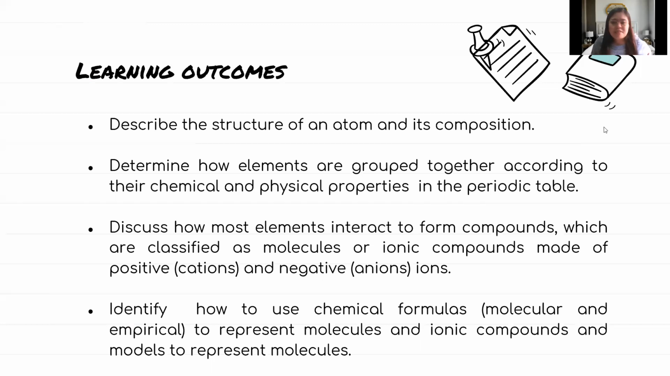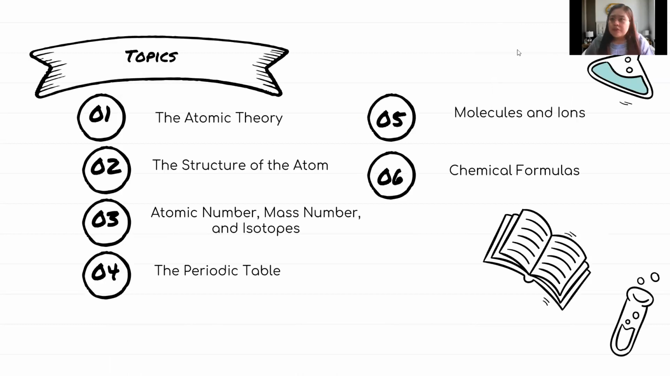which are classified as molecules or ionic compounds made of positive and negative ions. So we call the positive ions cations and the negative ions anions. And lastly, identify how to use chemical formulas, molecular and empirical, to represent molecules and ionic compounds, and models to represent molecules. So again, those are our learning outcomes for this lesson.